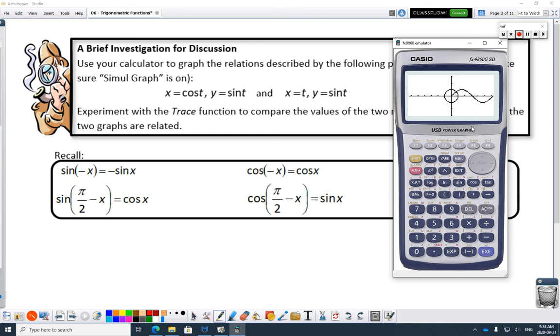Oh, can I take a look? Cos t, sine t, and then it wanted the second graph to be t and sine t. Draw. Oh, still didn't want to do it. And that tells me something, it's thinking.